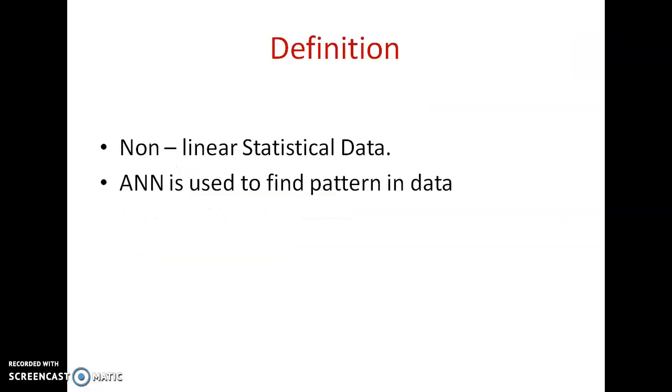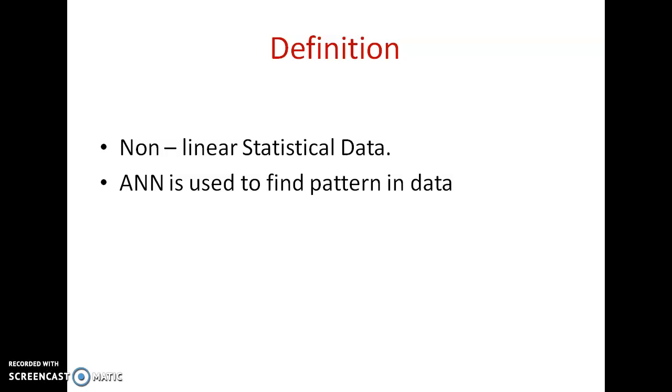Before we move on to artificial neural networks, first we should know the meaning of a neural network. A neural network is a mathematical tool or design which is based on studying how neurons work in a systematic approach.